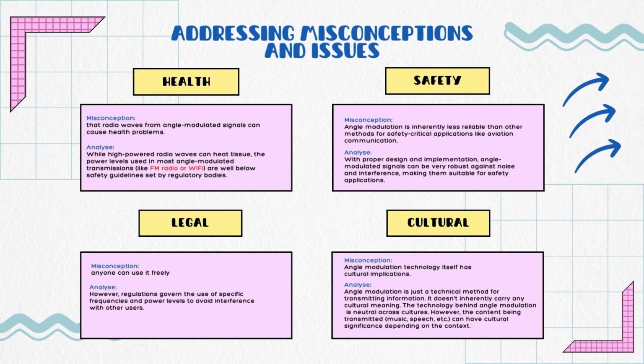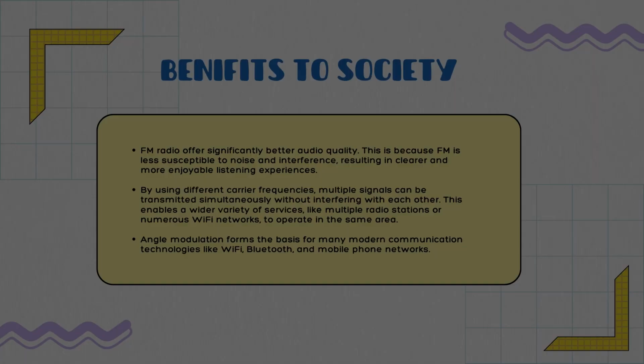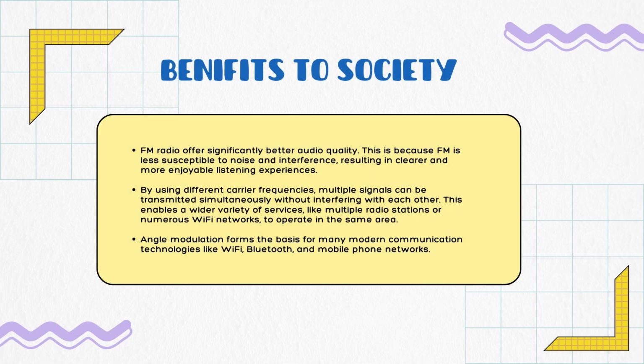Moreover, some have misunderstood that anyone can use it freely. But the angle modulation process has government regulations that specify frequency and power levels to avoid interference with other users. Last but not least, there are some benefits of angle modulation to society.